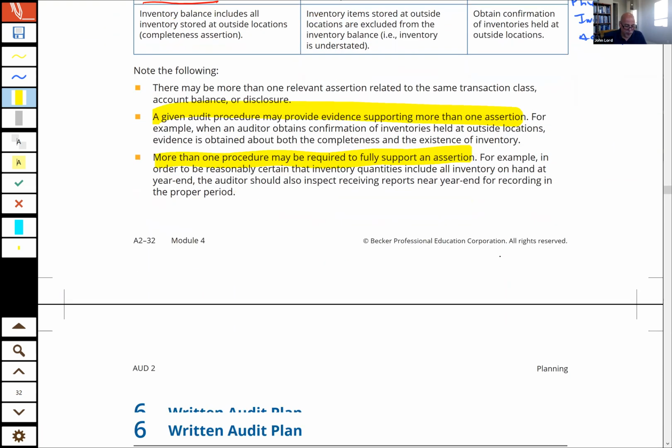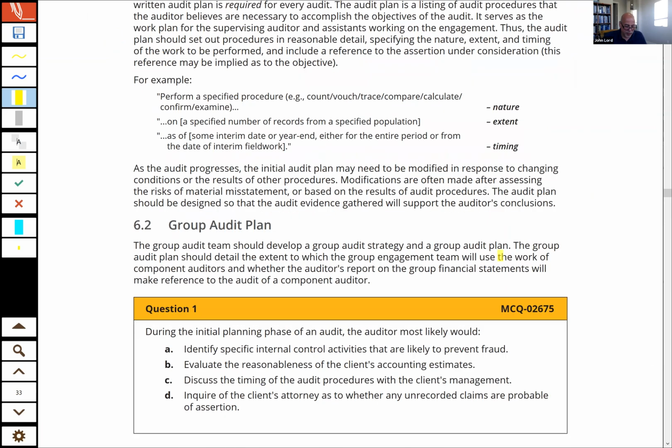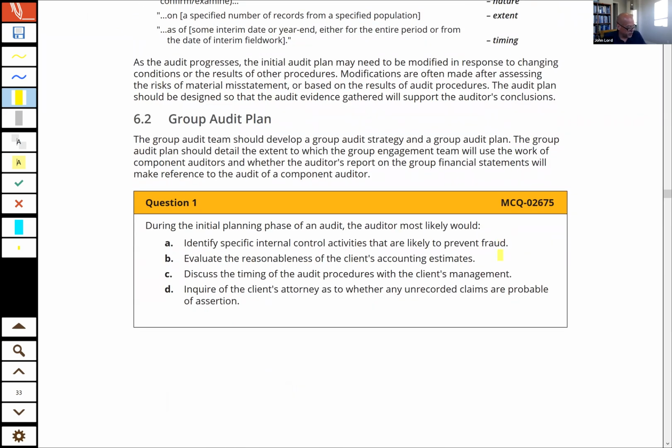Okay, remember the audit plan must be written. So let's go ahead and take a look at a couple of questions here.